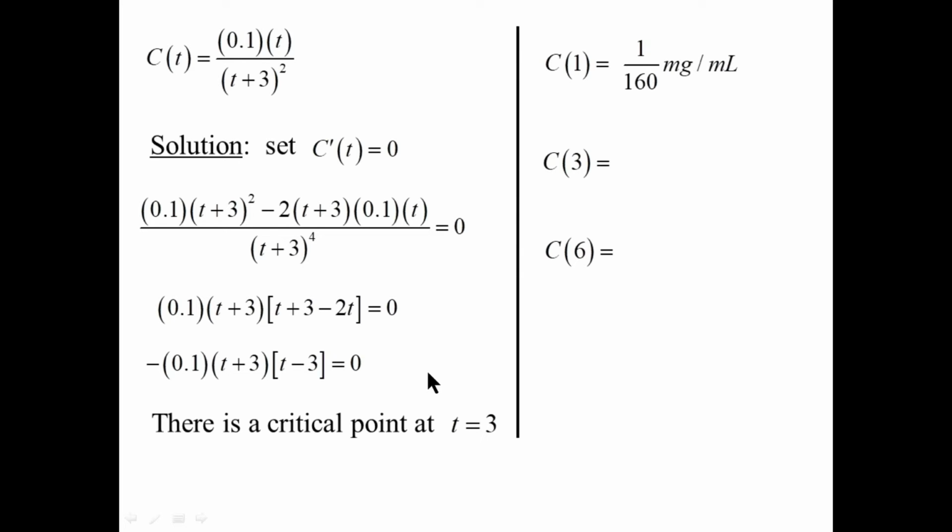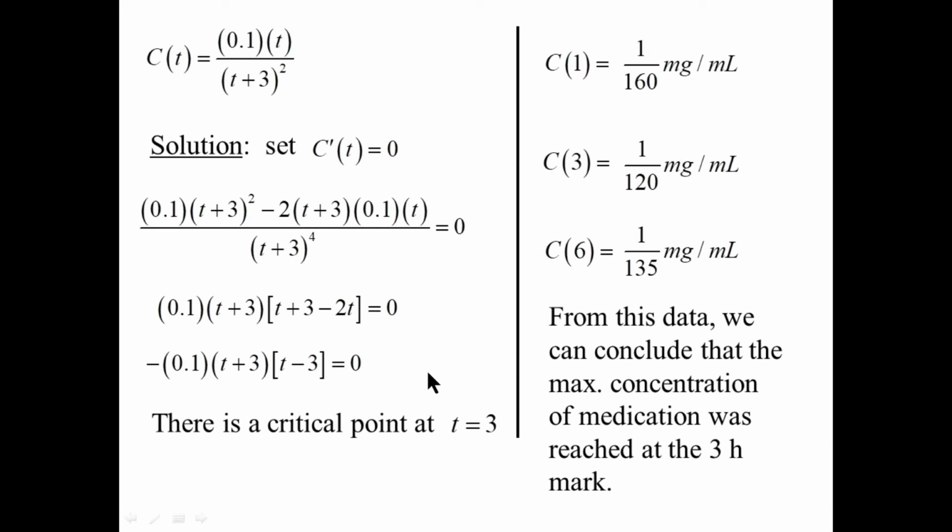Plugging the numbers in, at 1 hour there was 1/160th of a milligram per milliliter. At 3 hours, after it circulated in the blood for a couple more hours, it was more concentrated at 1/120th of a milligram per milliliter. And then after 6 hours, it had begun to decline back. It had become less concentrated. So from this data, we can conclude that the maximum concentration of medicine was reached at the 3-hour mark, 1/120th of a milligram per milliliter.